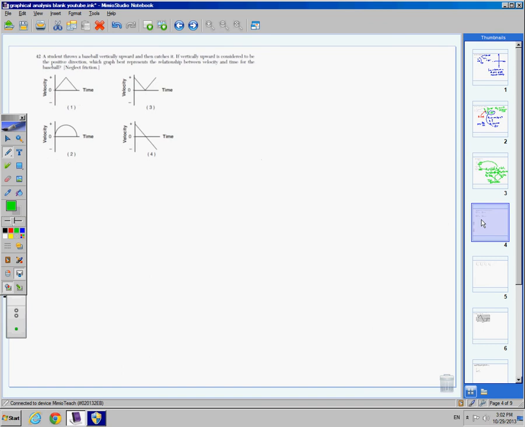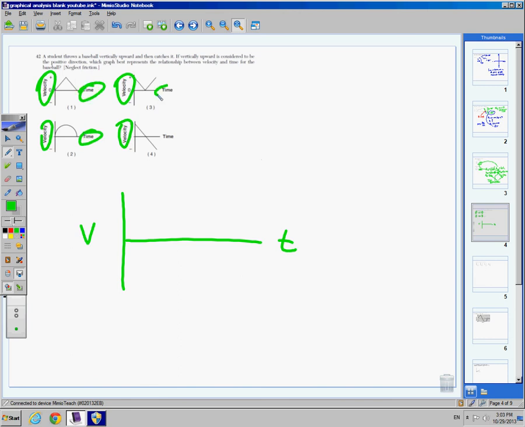Question 42, a student throws a baseball vertically upward and then catches it. If vertically upward is considered to be a positive direction, which graph best represents the relationship between velocity and time for the baseball? Neglect friction. All right, so I have an object here that I'm going to throw up on a velocity versus time graph. First thing I do, I check all of them. They're all velocity versus time graphs. Sometimes they'll throw in distance versus time graphs. They want to trick you up here, so we're going to check that. I'm going to get rid of that. So it's a velocity versus time graph.